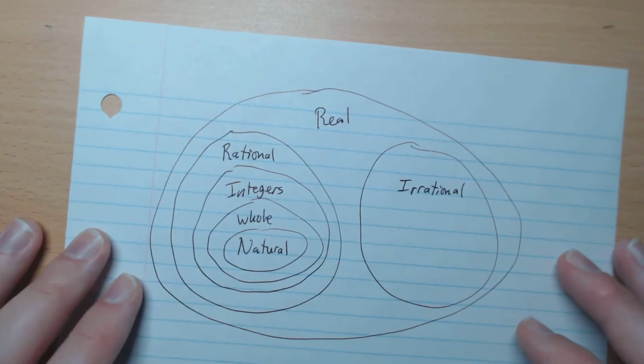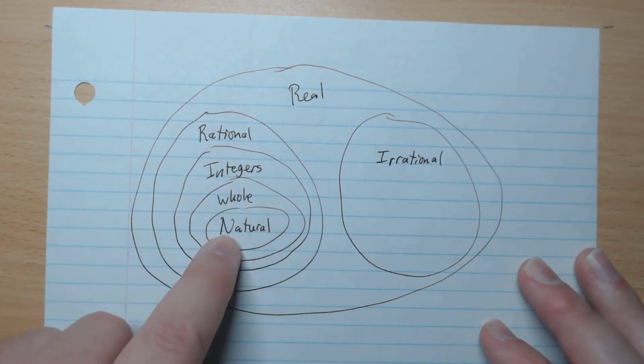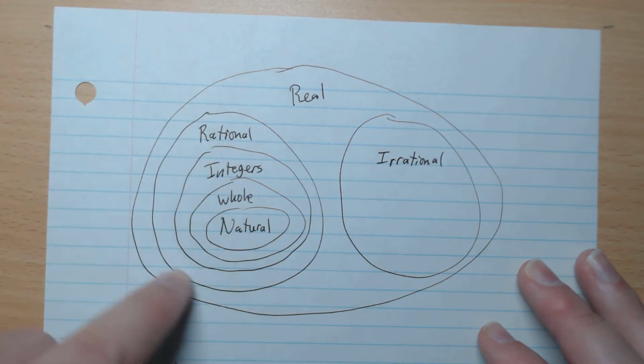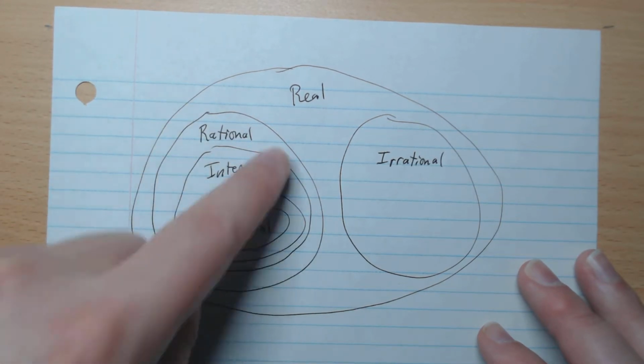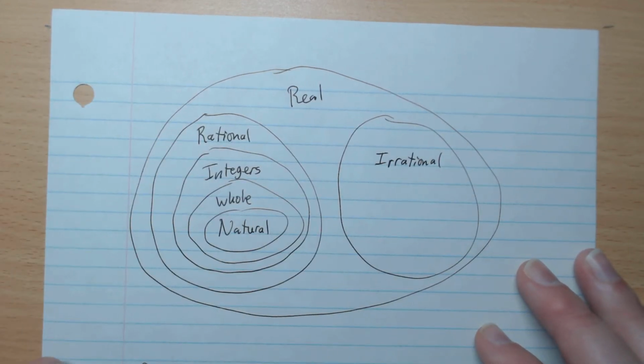So we have a nice diagram here. We have natural numbers, whole numbers include the natural, integers include whole and natural, rational includes integers, and so we have rational and irrational, and all of that comprises the real numbers.